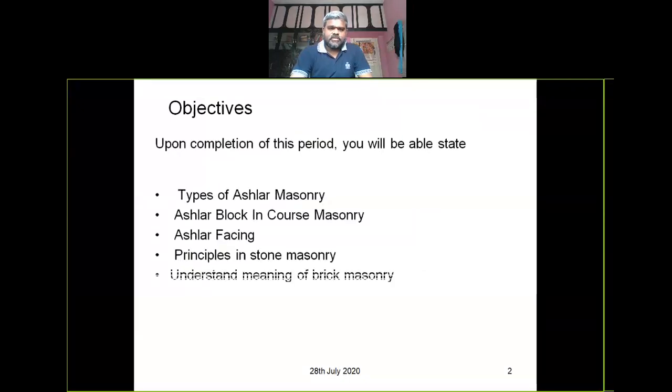These are today's objectives. As we completed in the last class, we discussed that there are two types of stone masonry: one is rubble masonry, another is ashlar masonry. Rubble masonry we saw in great detail in the last class, including different types of rubble masonry. Now we see ashlar masonry and types of ashlar masonry.